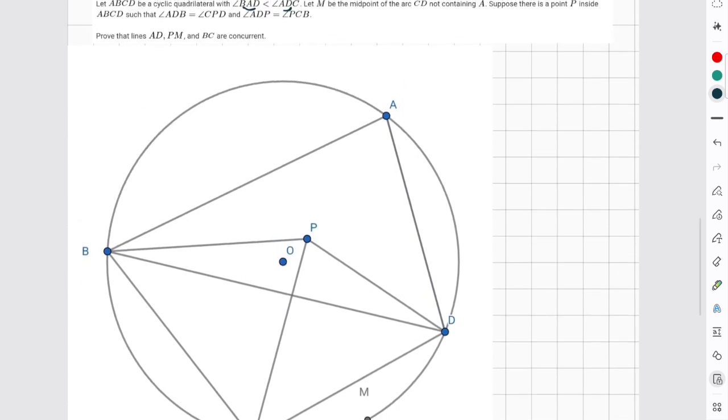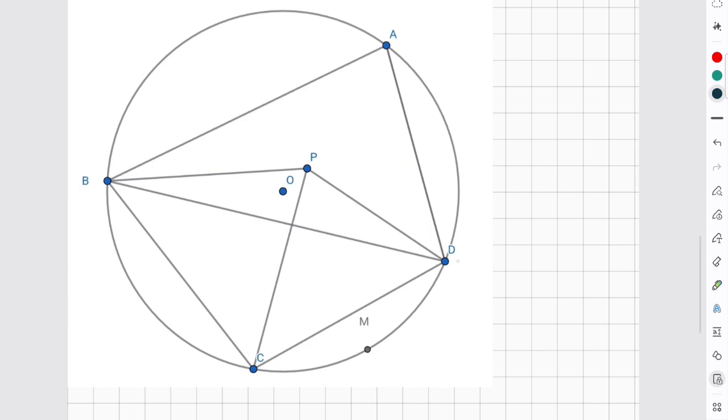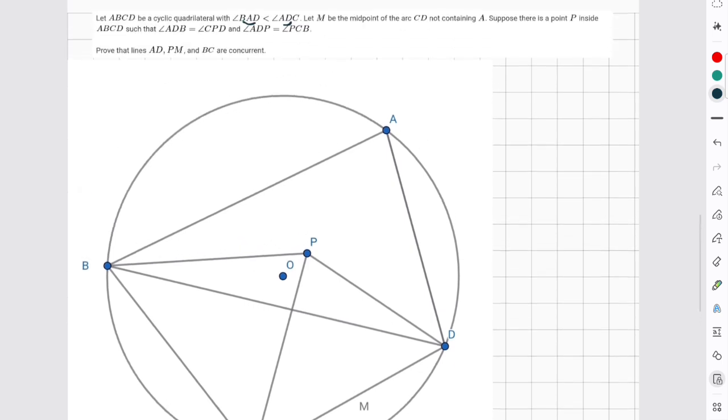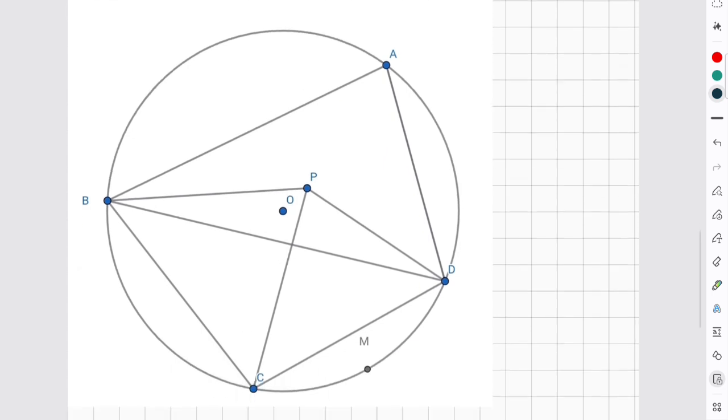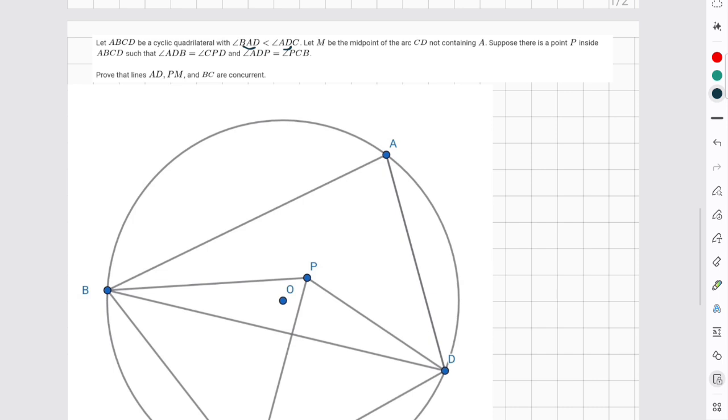Then we have M, the midpoint of the arc CD. There are two arcs, and one of them contains A. In the question we are required to use the arc that doesn't contain A. So it will be this arc here, and M is the midpoint, so these two arcs are equal.